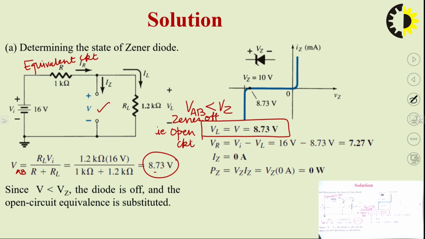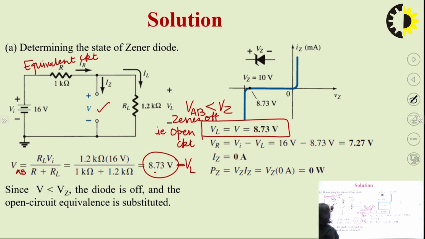So now we have to calculate the various parameters. So what will be the value of VL? VL will be equal to VAB, because these two are in parallel. So VL comes out to be 8.73 volts.